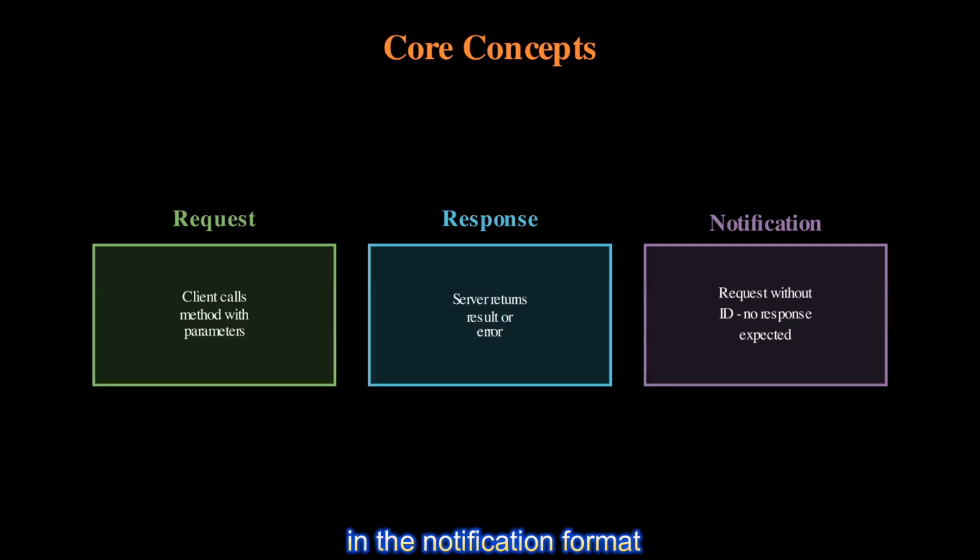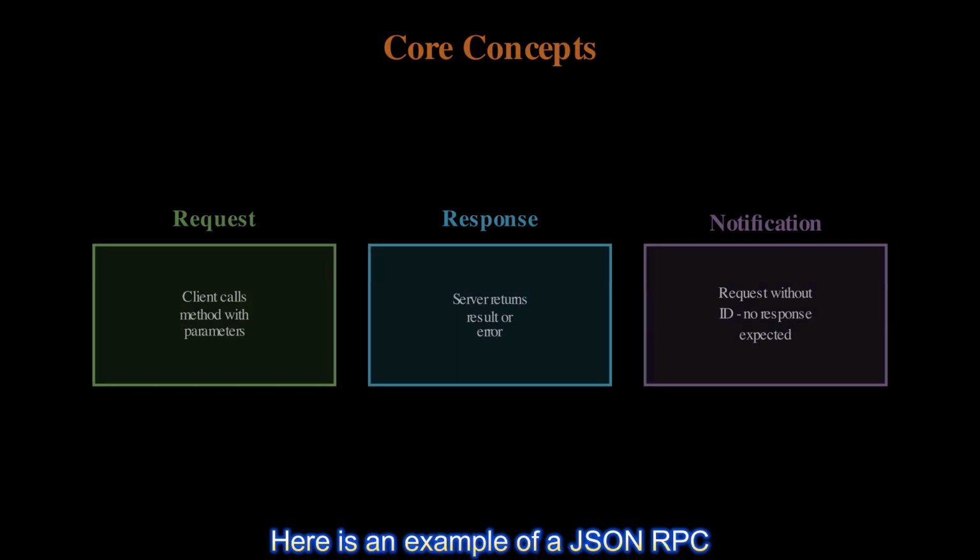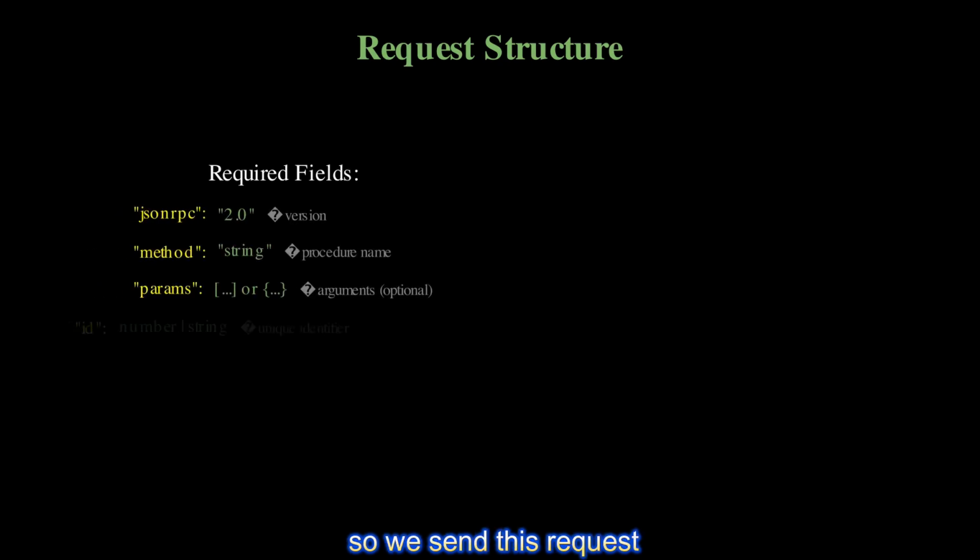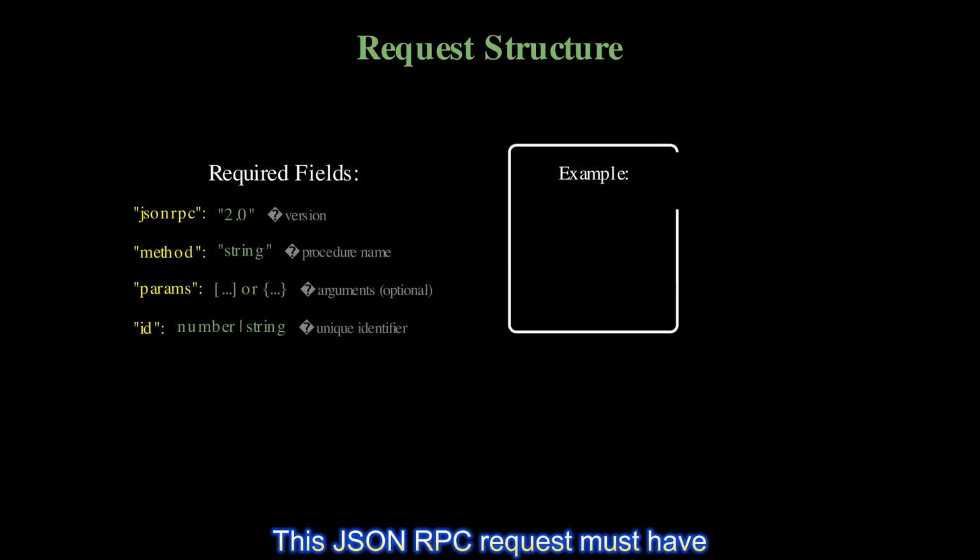However, in the notification format, this JSON RPC does not need any ID because we don't expect any response for this notification. Here is an example of JSON RPC as a request. We want to list all the tools on the MCP server, so we send this request. This JSON RPC request must have the following fields.